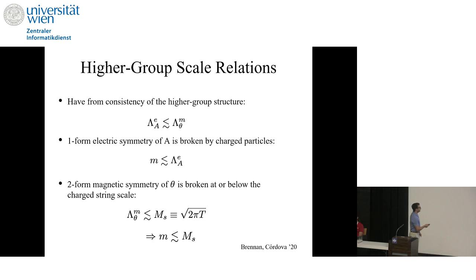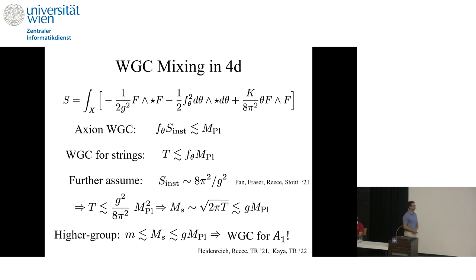Putting these together, we find that the mass of the lightest charged particle has to be lower than the string scale of the axion string for consistency of the higher group structure. This, in turn, leads to interesting implications for the weak gravity conjecture. So the weak gravity conjecture can be applied not only to one-form gauge fields, as I've discussed so far, but also more generally to p-form gauge fields.